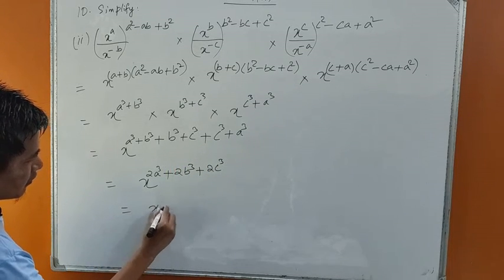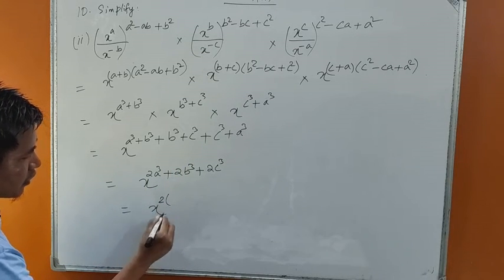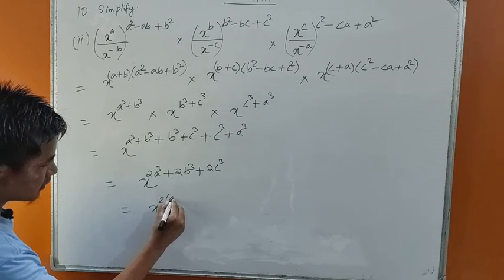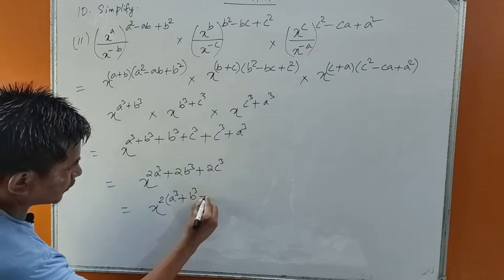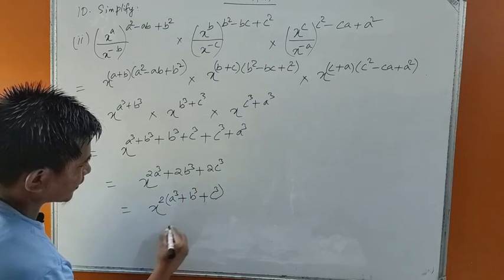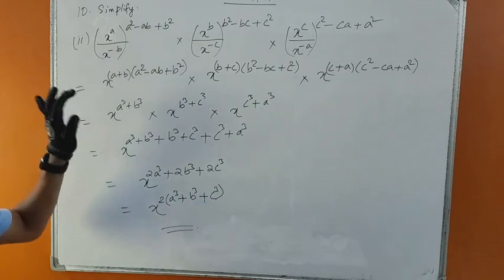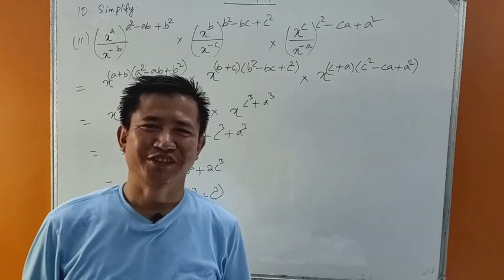So x to the power, here we have 2 and 2 common, so we take the common 2 out, within the bracket remains a cube plus b cube plus c cube. So this is the answer for question number 2 of 10. I hope you got this. Please take the screenshot.